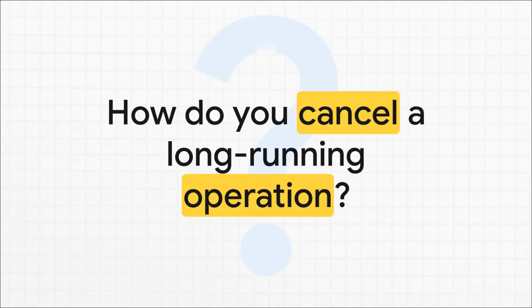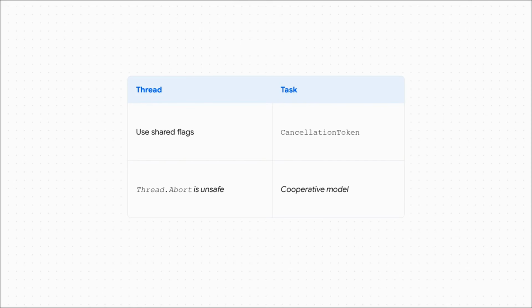This is a huge one. Let's say the user starts a big file download, but then changes their mind and hits the cancel button. How do you actually tell that background operation to stop what it's doing without just killing it brutally? The modern way to do this with tasks is through something called a cancellation token. It's a really smart cooperative system. You pass this little token object into your method, and then inside your code, you just check it every now and then to see if anyone has requested cancellation. It's like politely tapping the worker on the shoulder and saying, hey, we don't need this anymore, you can stop.